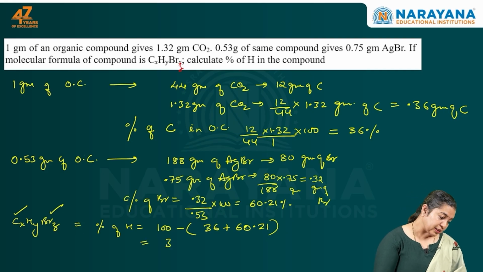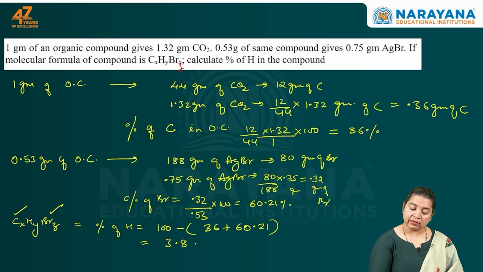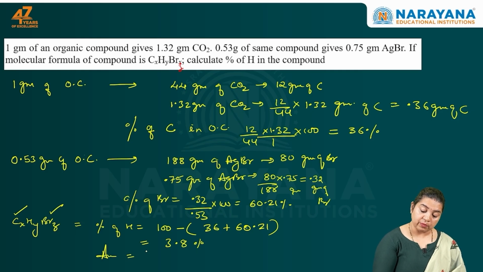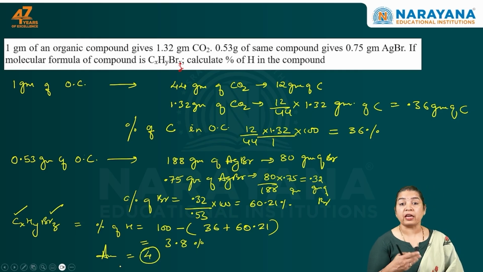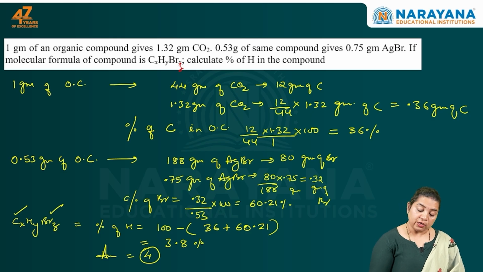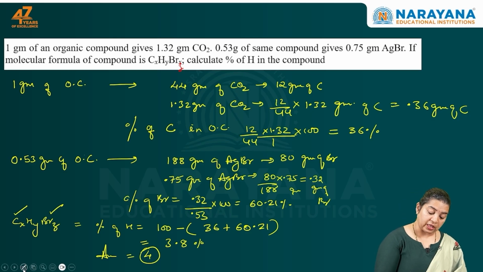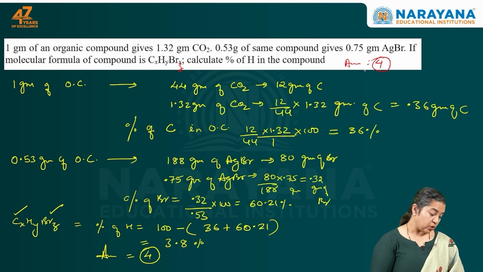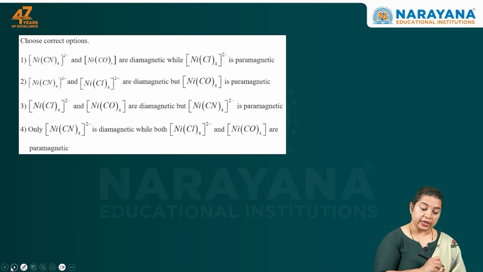On solving, this is coming somewhere like 3.8 percent of hydrogen, but as you know it is mains. So the answer we will put is 4. We have to put it to the nearest integer. So the answer for this question that you will mark in your OMRs will be 4. Now, let us move to the next question.